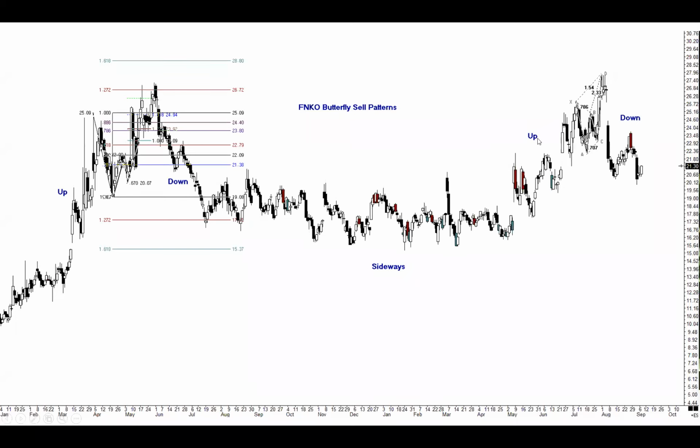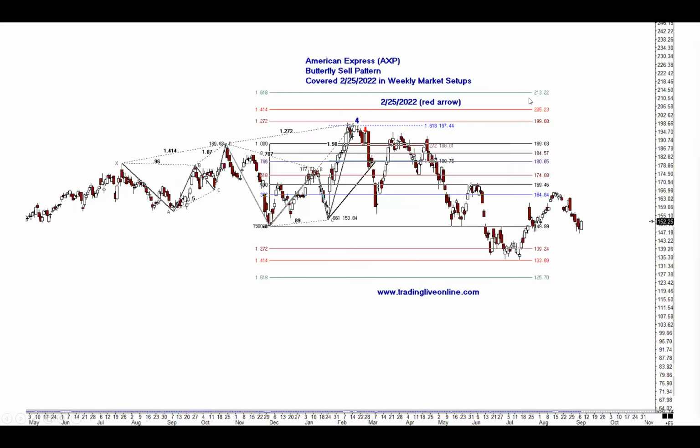And then over here, after another rally up to about the same price level, another butterfly sell pattern. So here's the A, B, C, D. You see how the D is extending beyond that previous swing. That's what makes it the butterfly. These can be very powerful reversal patterns.